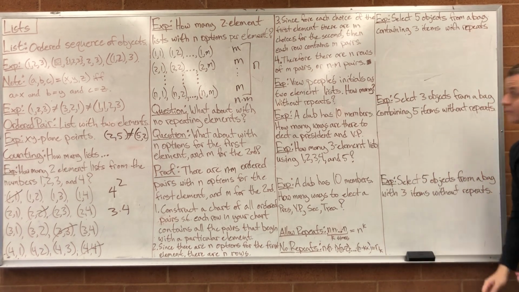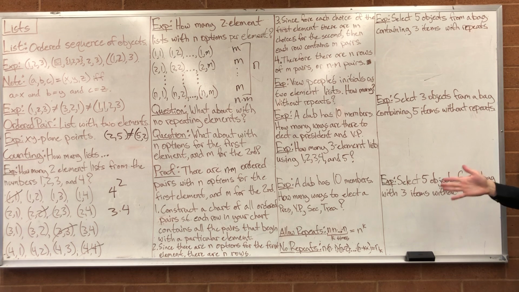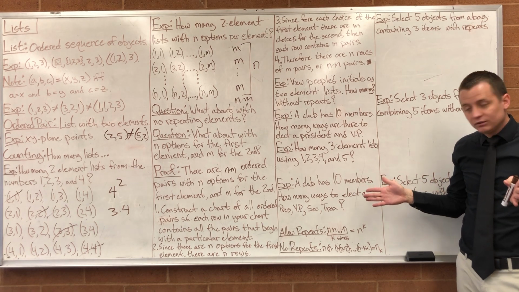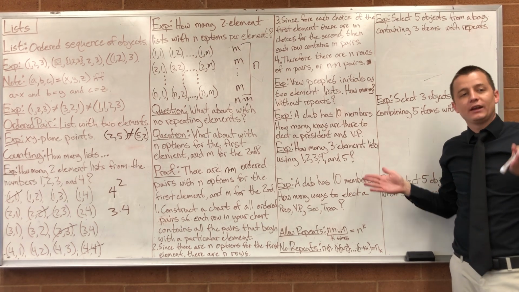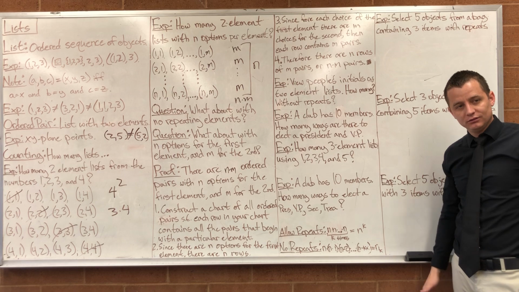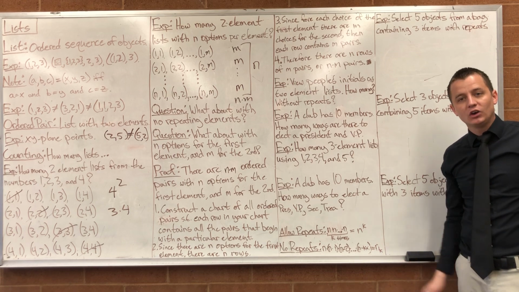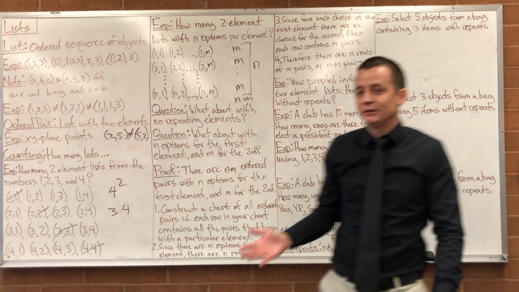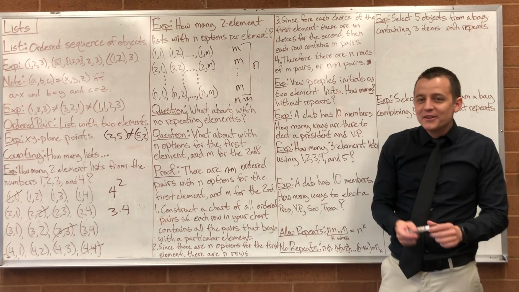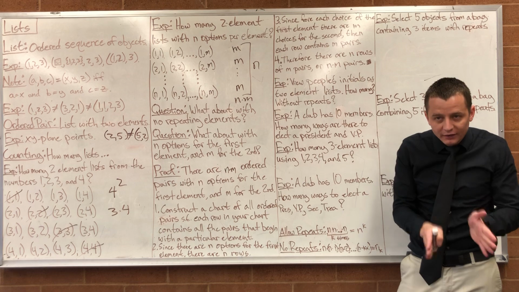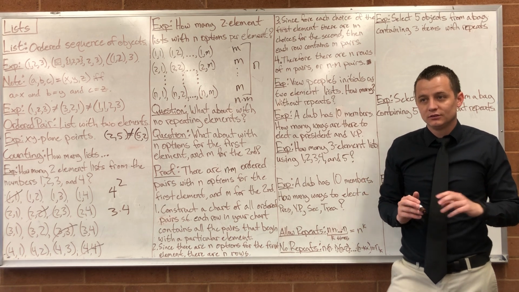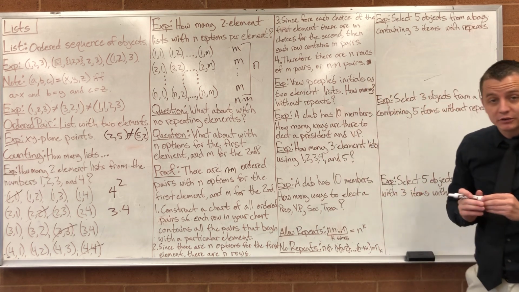Let's do the next one. We have a club that has 10 members in it. How many ways are there to elect a president and a vice president? You've got 10 members of a club. How many ways can you elect a president and a vice president from the club? There's 10 members in the club.